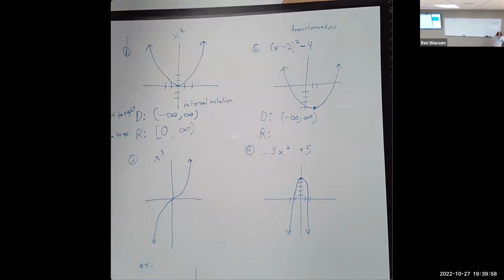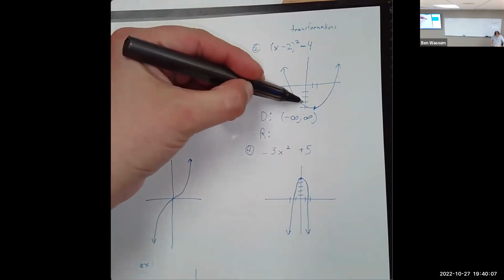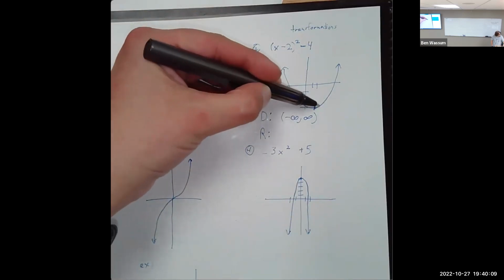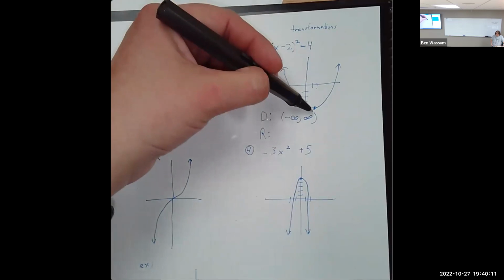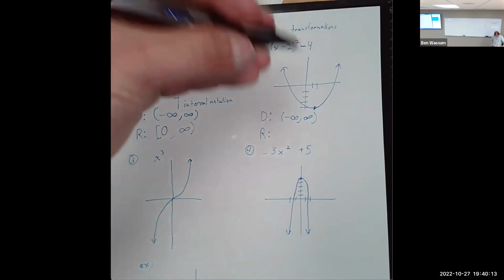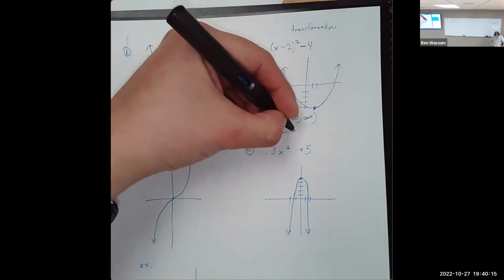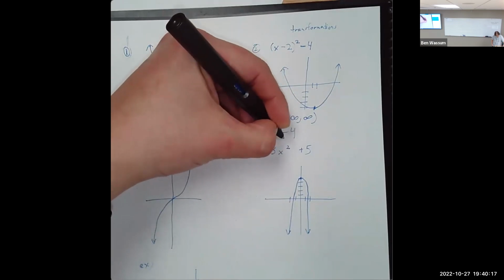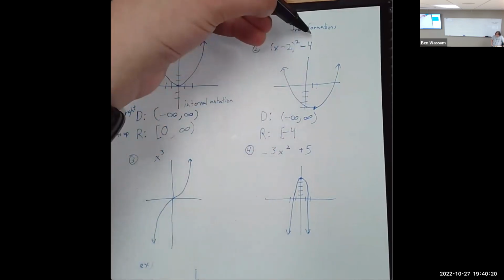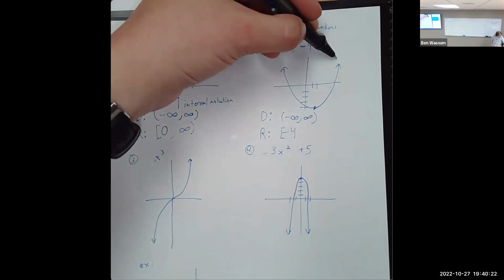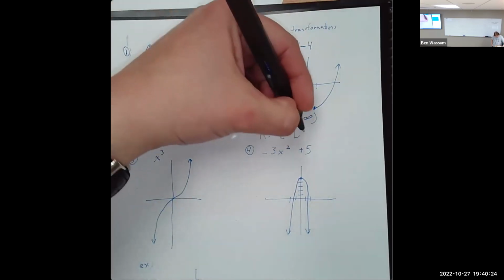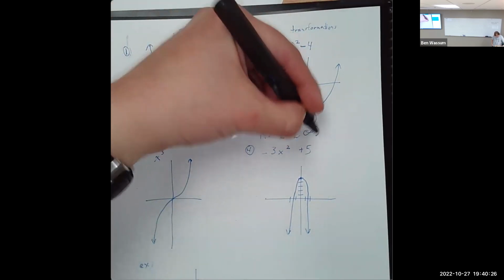And the range, just like the other one, it stops, right? So how far down does it go? 1, 2, 3, 4. Okay, it seems to stop at -4. So that means this thing's range starts at -4 and then goes up forever. So we have -4 to infinity.